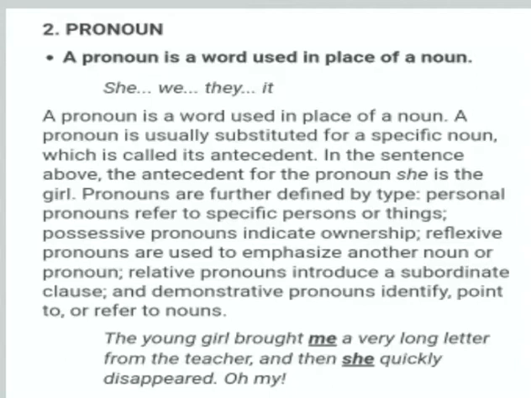Next, pronoun. A pronoun is a word used in place of a noun. Example: she, we, they, it. A pronoun is usually substituted for a specific noun, which is called its antecedent. In the sentence above, the antecedent for the pronoun she is the girl.